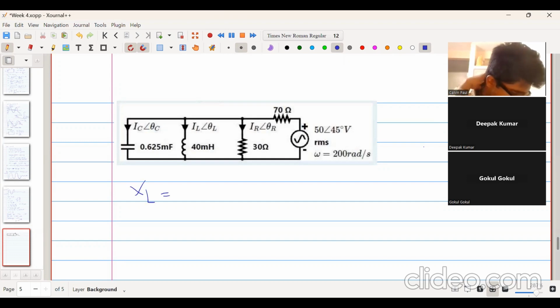L omega, sir. You're forgetting something. Sir, j omega L. Yeah, j omega L. j is very important. So XL is equal to j into omega L. Okay, so what will be the value over here?